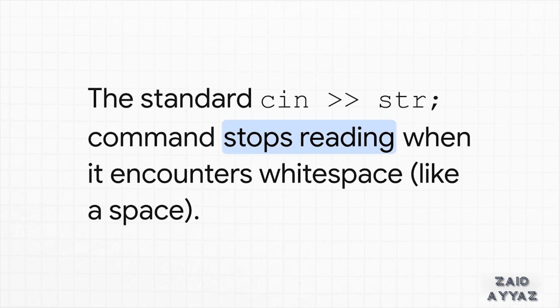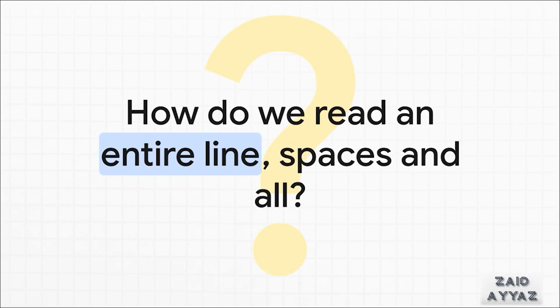And to cin, a thing ends as soon as it sees white space. That's a space, a tab, a new line, whatever. So when it saw "programming is fun," it read "programming," saw the space, and just went, okay, I'm done. It stops right there and slaps a null terminator on the end. Which, of course, brings up the million-dollar question: if the default tool is only good for single words, how in the world do we read a whole sentence?